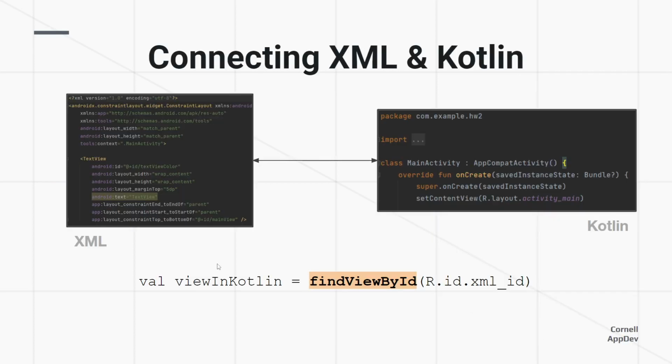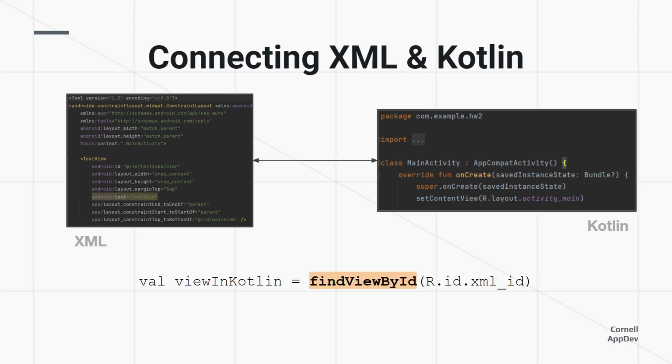To connect your layouts, which are XML, and activities, which are Kotlin, you will be using the function findViewById. findViewById will take the view in the layout and allow you to perform logic on it in Kotlin in your actual code.